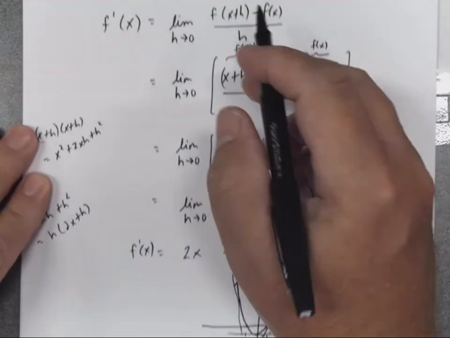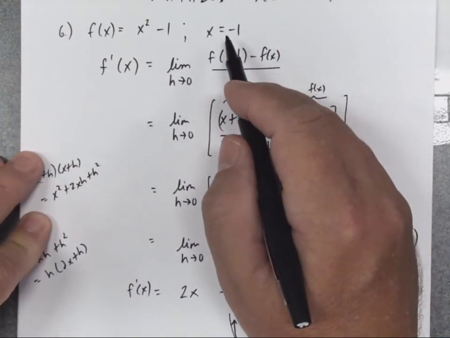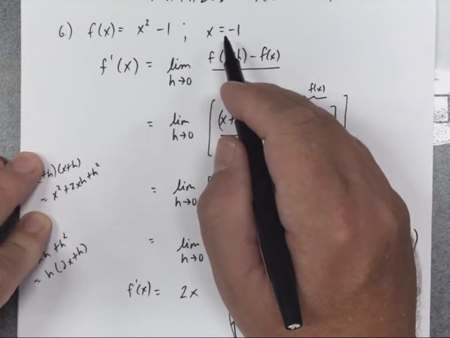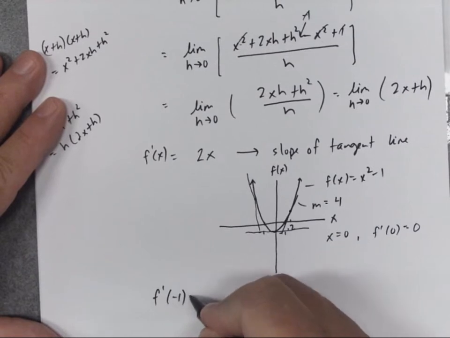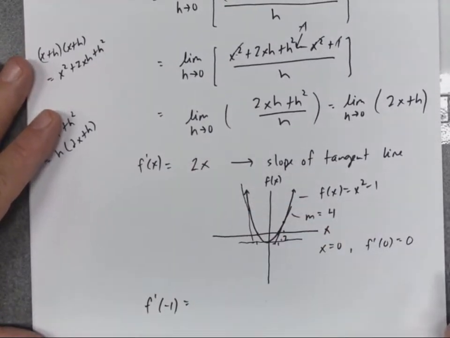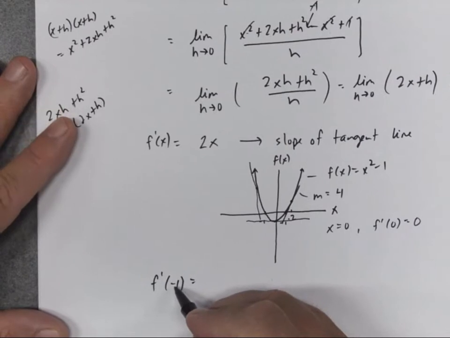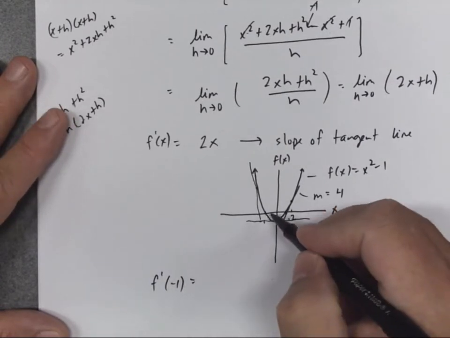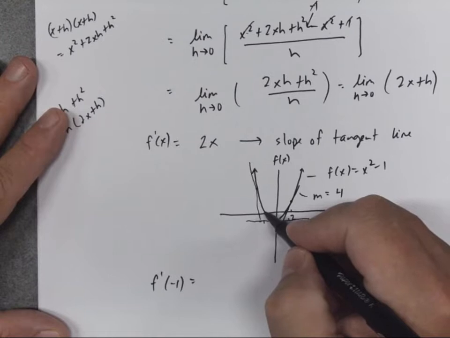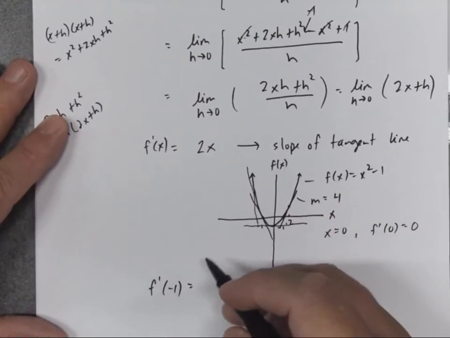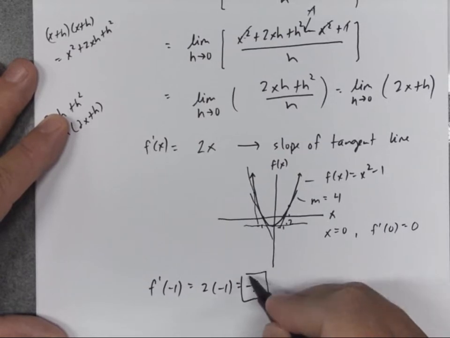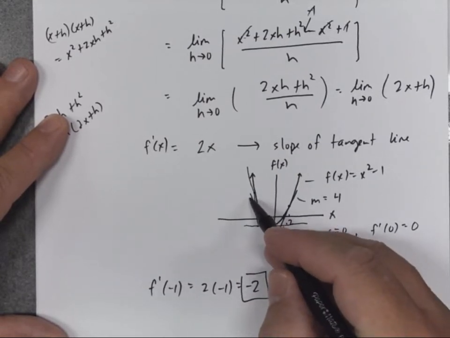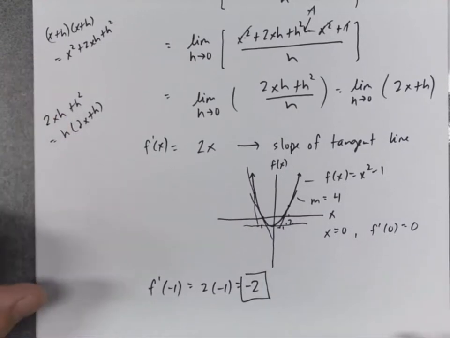So for this problem, they said, go find the slope of the tangent line when x is -1. So basically, we take our equation for the derivative, and we plug in x is -1, which is, I guess, right here. That sort of makes sense. This right here is a negative slope. It's -2. All right, so that's the first problem.